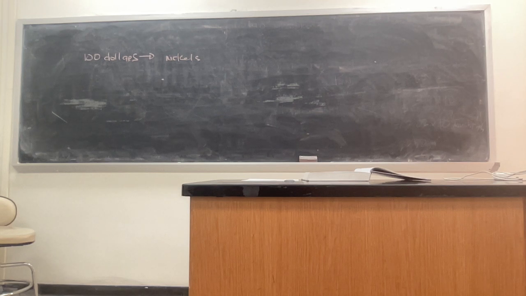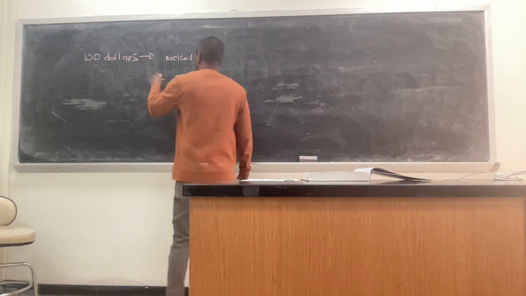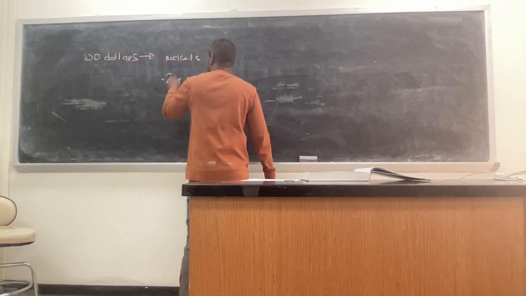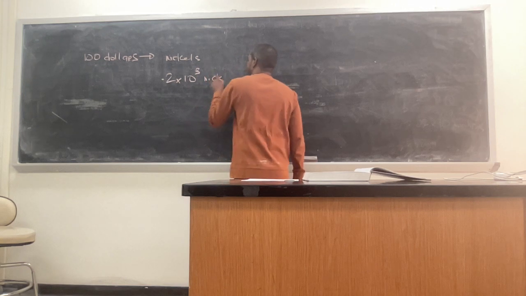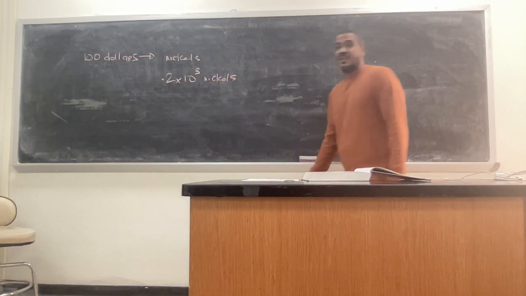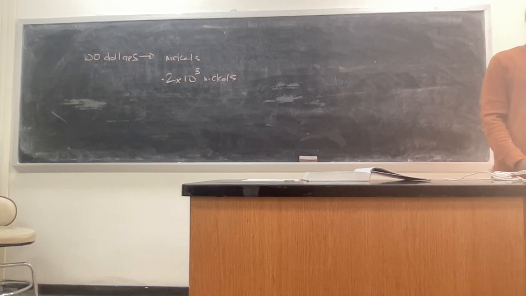2 times 10 to the 3? Yeah. 2 times 10 to the 3. Nickels, right? Now, let's write that out in a T-chart, which is what we've been doing this whole time. That's a T-chart. So then when I say chain link conversion.